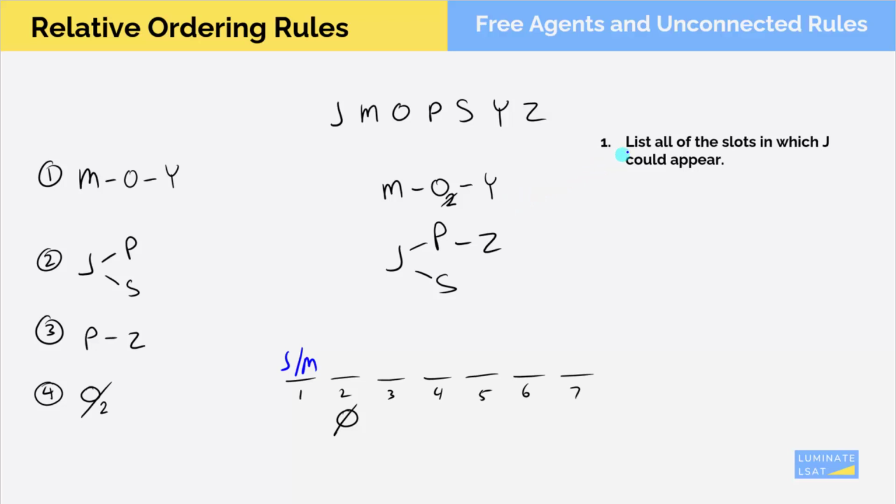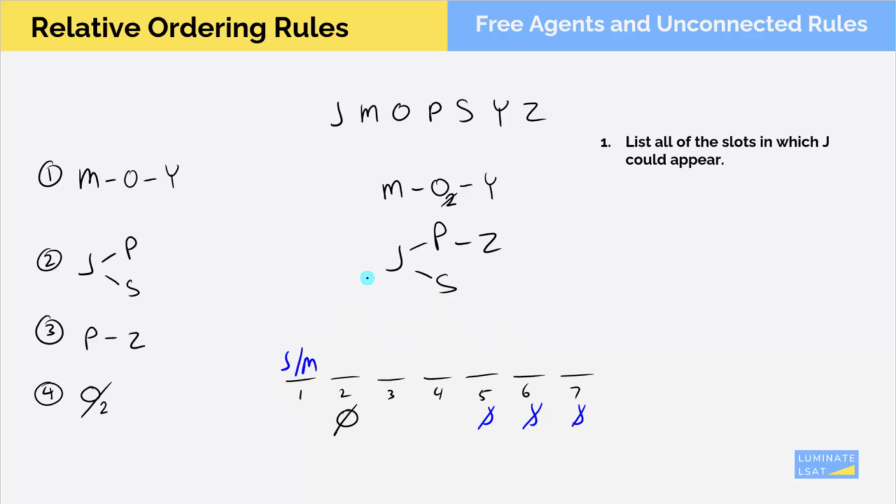So let's take a look at number 1. List all of the slots in which J could appear. J has to have P, Z, and S after it, so I know J can't go in 7, 6, or 5. And so is the answer 1, 2, 3, and 4? Could J go in all 4 of these spots?